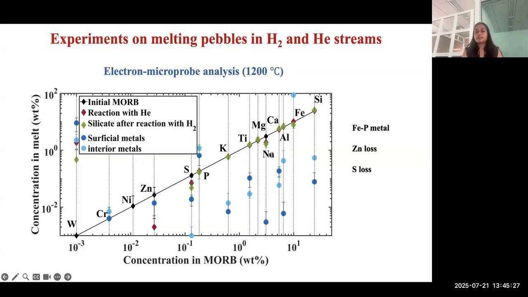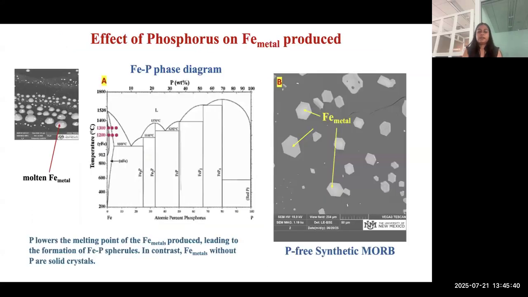So iron and phosphorus come together and make alloy in my experiments. And then zinc and sulfur are lost in my experiments. Now we are super interested in the effect of phosphorus.